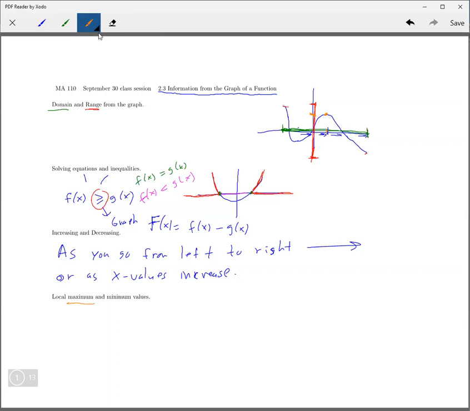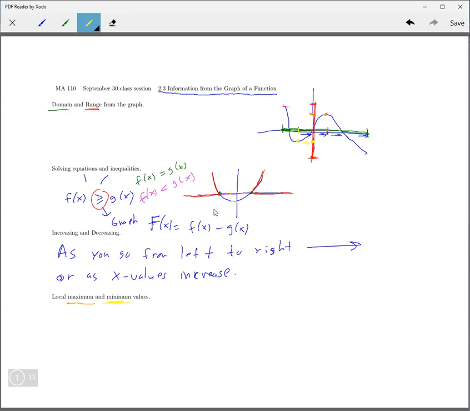Okay, and then local minimum values. Examples would be right here, which would be this value here, and it occurs at that point. And this would be the value, and it occurs at that point.